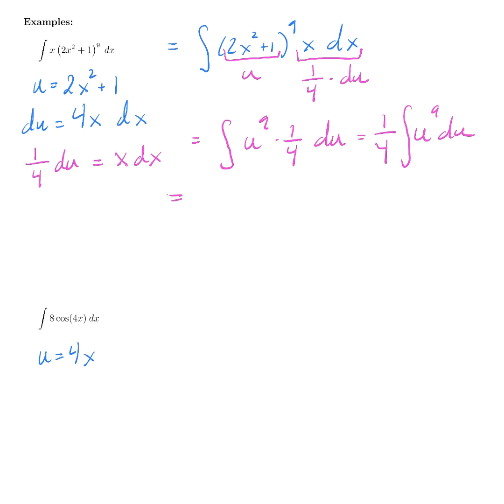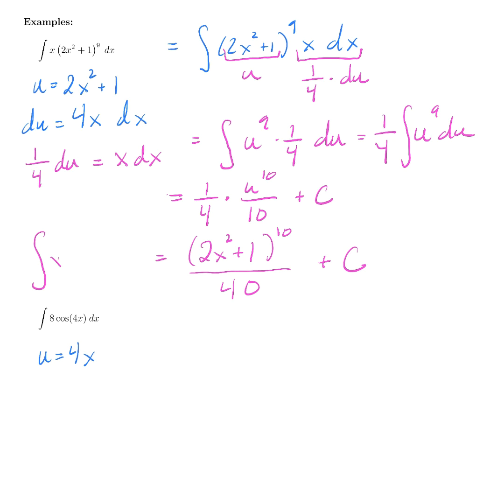And so now we can take the antiderivative, that's 1/4 times u to the 10th divided by 10 plus a constant, and of course we can't finish in u, we have to go back in terms of x. So in the numerator here when I multiply I have u to the 10th. So that's 2x squared plus 1 to the 10th, and in the denominator I have 4 times 10 or 40 plus a constant. Okay, so we just showed that the antiderivative of x times 2x squared plus 1 to the 9th dx is equal to that.